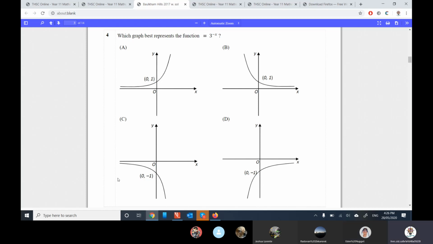Perfect. When they flip down, they've got to be negative 3 to the x. This one here is 3 to the negative x. Good job. It is B, not C.